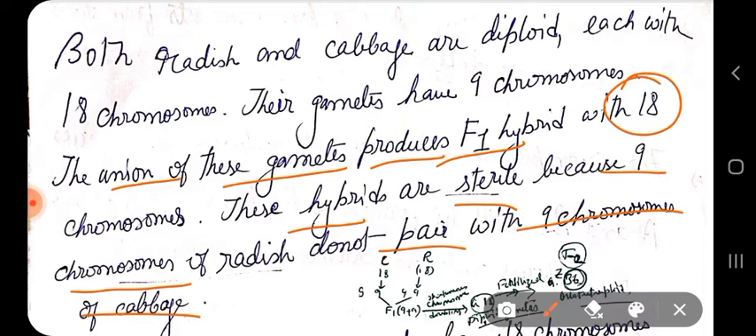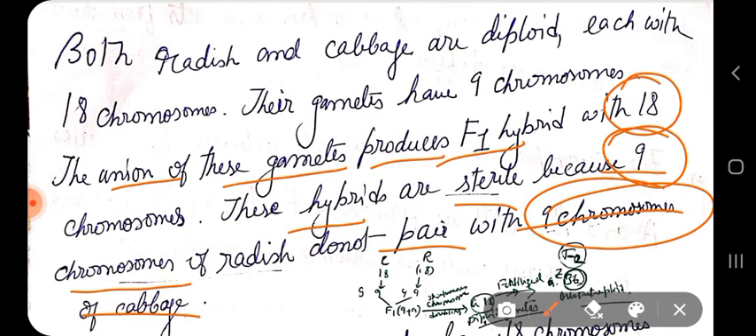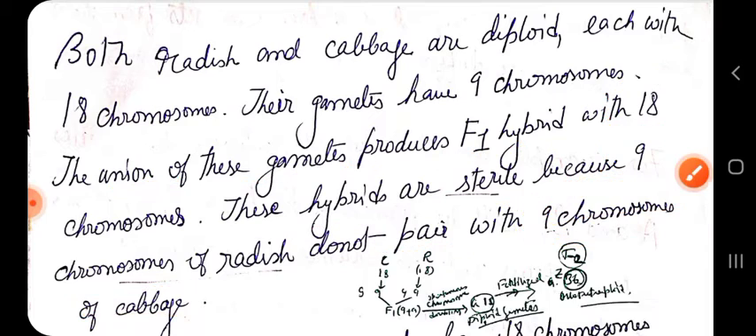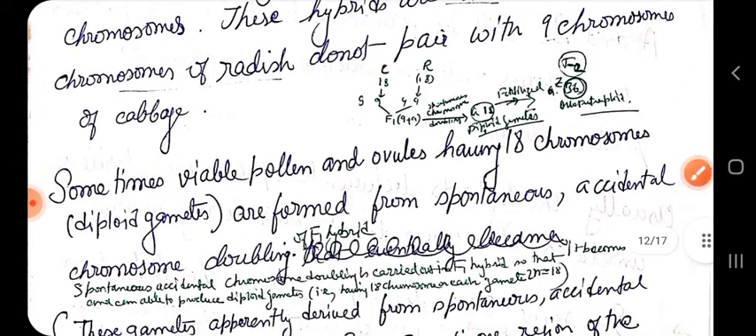So both radish and cabbage have 18 chromosomes in their somatic cells, so their gametes will obviously contain 9 chromosomes. We try to fuse these gametes to produce an F1 hybrid having 18 chromosomes. Now these hybrids are sterile because the 9 chromosomes of radish will not be able to pair with the 9 chromosomes of cabbage. So what do we do?